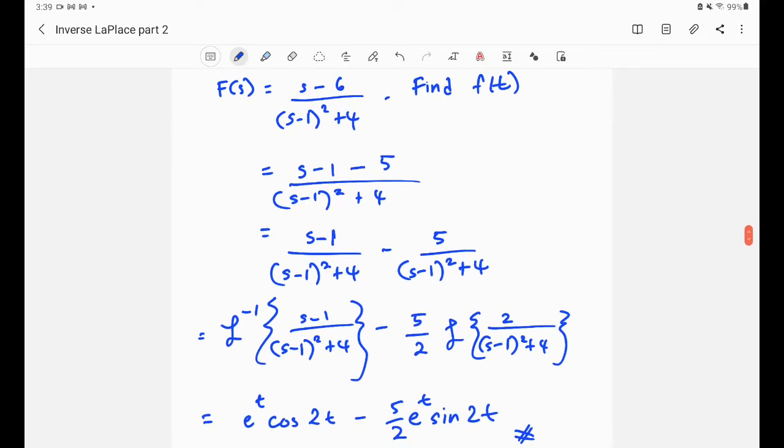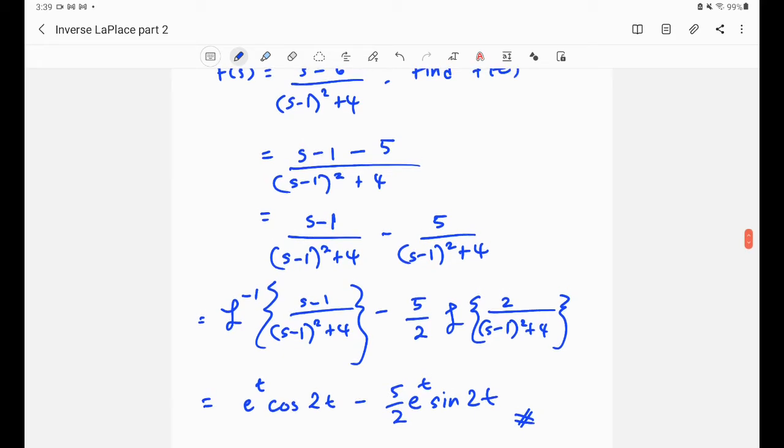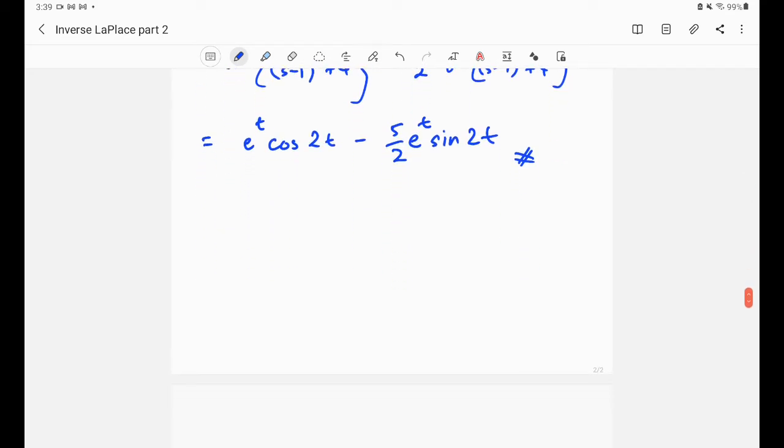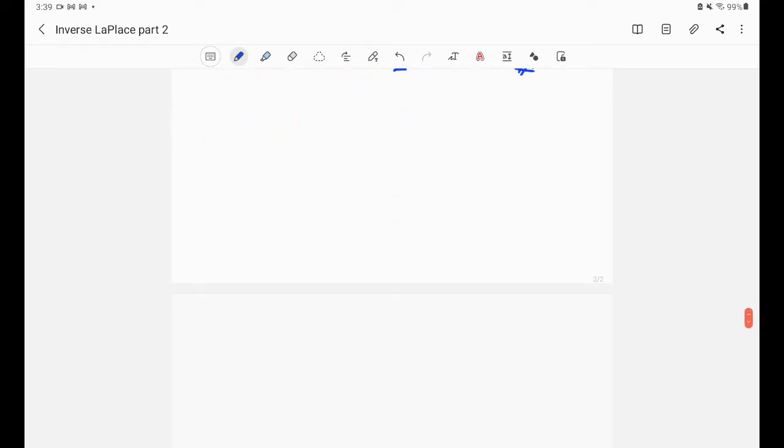Basically, you need to match up the numerator with a matching denominator if you want to follow the rules for inverse Laplace transform using cos and sine omega t. Okay, so that's quite straightforward. Let's look at the second example.